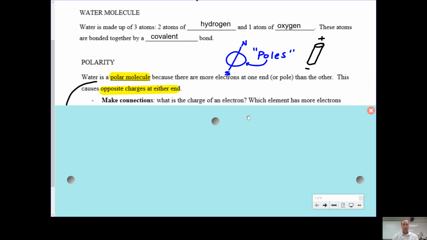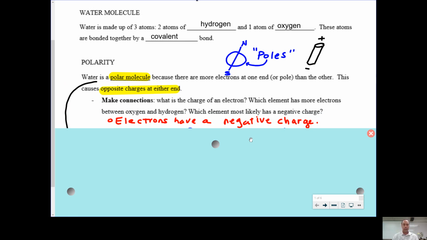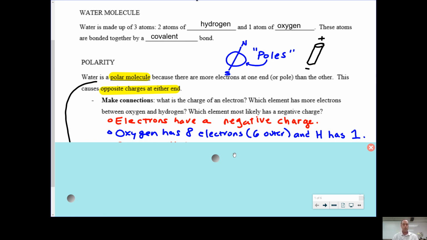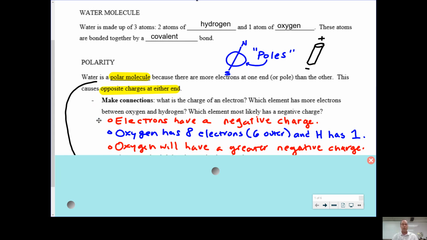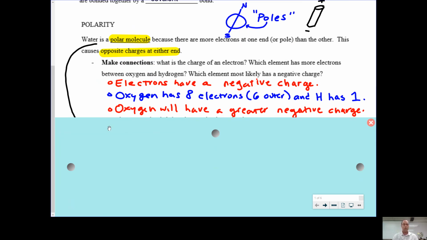And that's because electrons have a negative charge. So if we're making the connections, what's the charge of electrons? Electrons have a negative charge. Which element has more electrons between oxygen and hydrogen? That's going to be oxygen. Oxygen has 8 electrons, 6 in its outer ring. Hydrogen just has the 1. And then what element is more likely to have the negative charge? If you remember, oxygen has 8, electrons have a negative charge, so oxygen will have the greater negative charge between the 2 elements that are found in water.